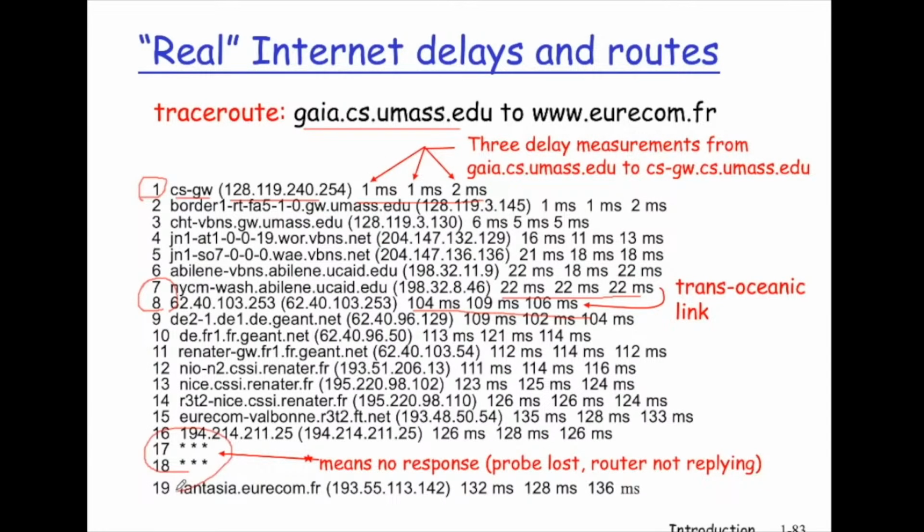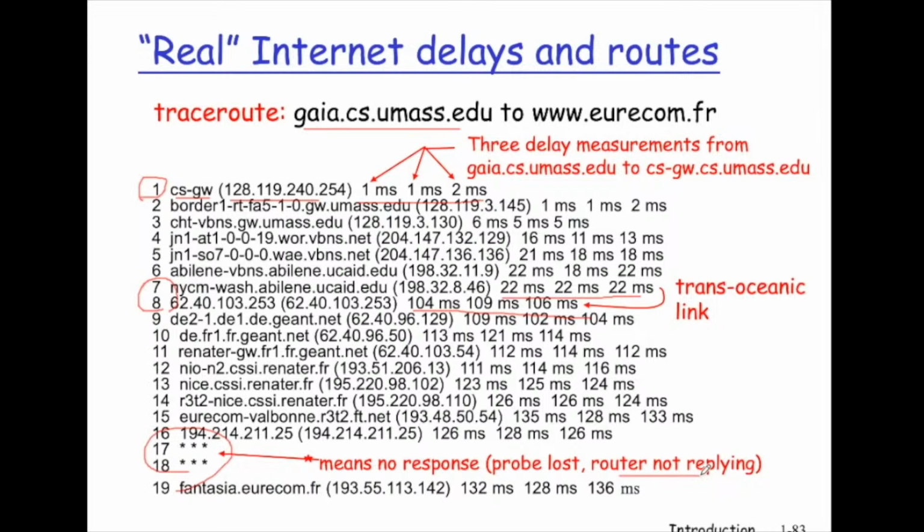A little bit more interesting is also hop 17 and 18. You see stars, stars, stars. That means the routers are not responding. It could be because the probing messages are lost or the replying messages are lost. But it's more likely that the router is turned off replying to these. Routers are on, but the routers turn off replying to these probing messages.